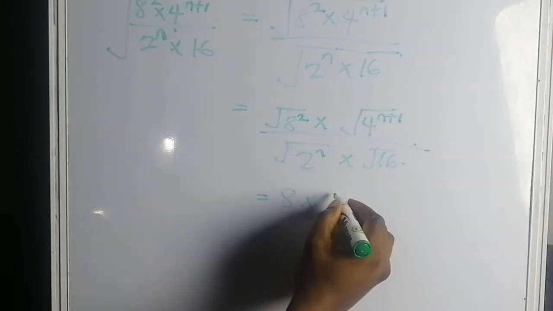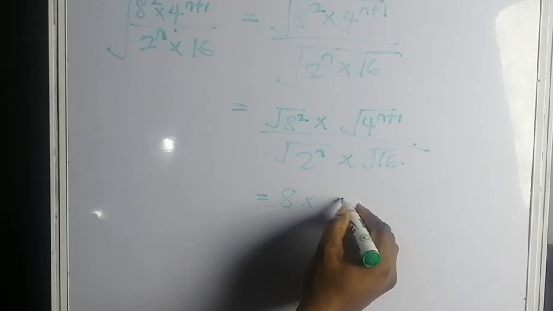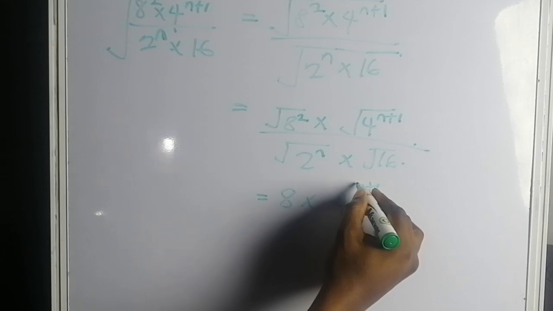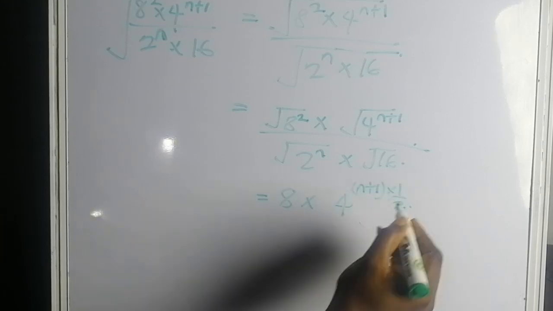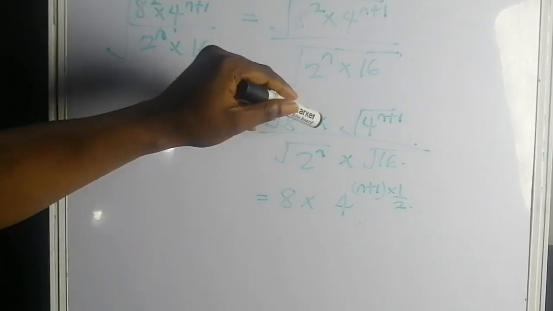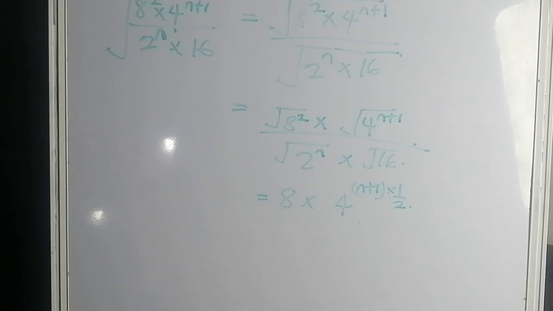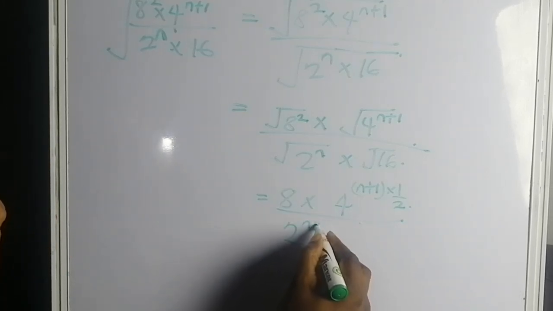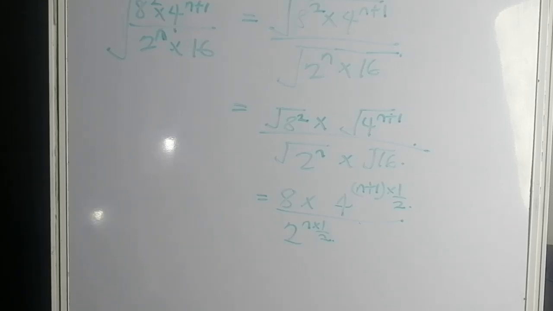This is the same thing as saying 4n plus 1 times half, 4n plus 1 times half. Don't forget, the meaning of square root is power half. The same thing applies here: 2n times half. The meaning of square root means power half. Please note that.